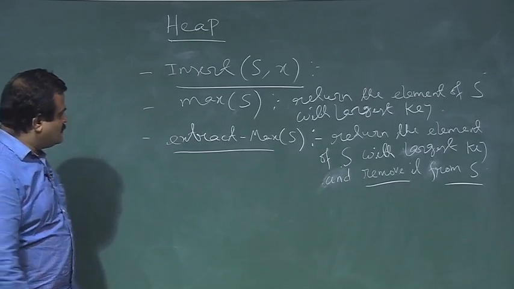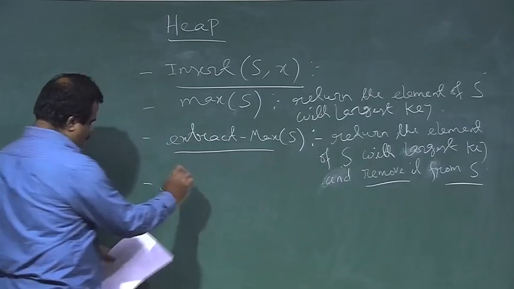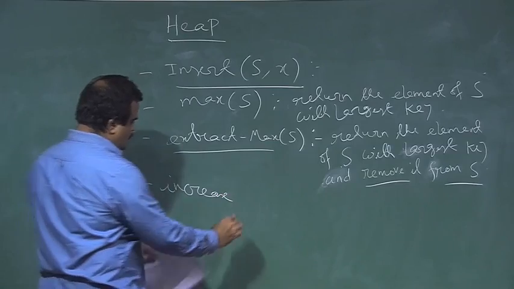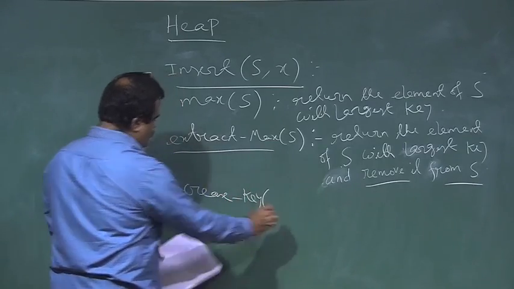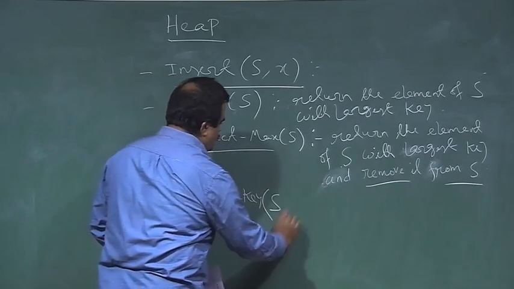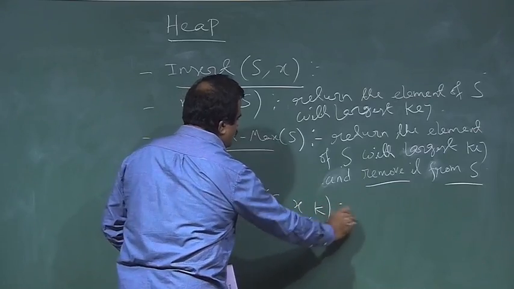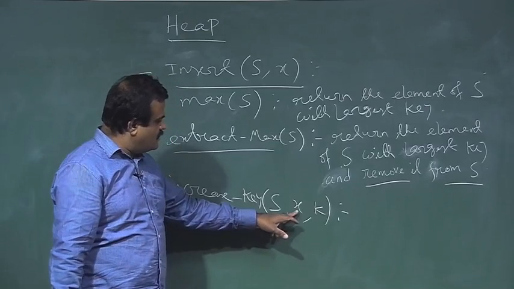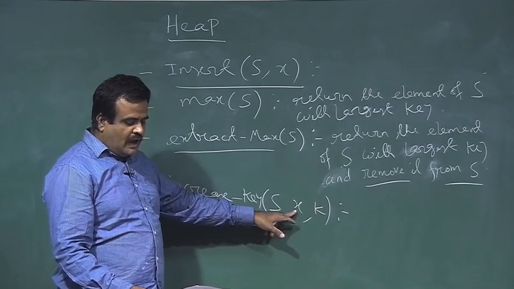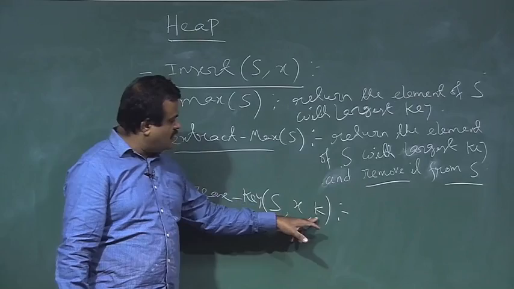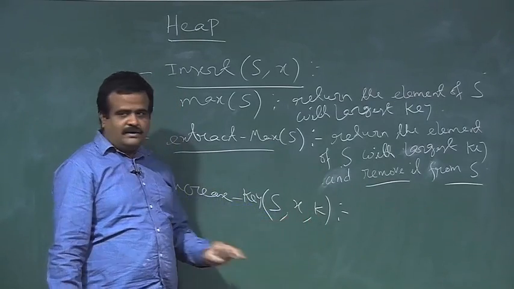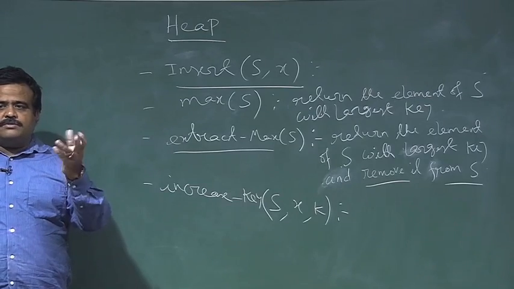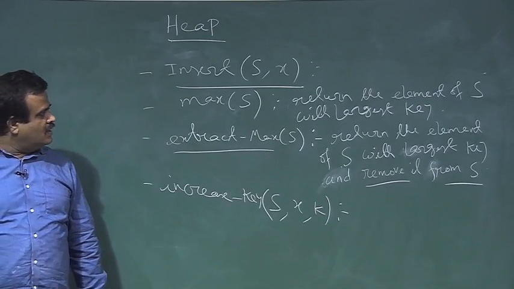Okay. And another operation is increase key. This is telling us we should be able to increase the key. So, we take an element x, and we should be able to replace its key value by the new key value k. So, that is the increase key operation. It should go to that particular element and we should be able to increase its key.